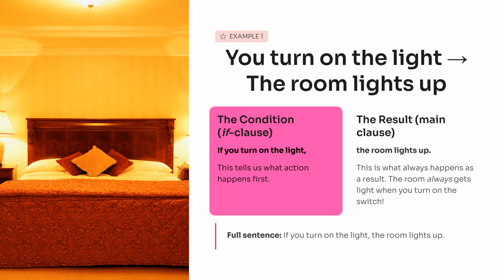Here is example 1. To ask what happens when you turn on the light, the condition in the if clause is if you turn on the light. This tells us what action happens first. The result in the main clause is the room lights up. This is what always happens as a result, because the room always gets bright when you turn on the switch. So our full sentence is, if you turn on the light, the room lights up.